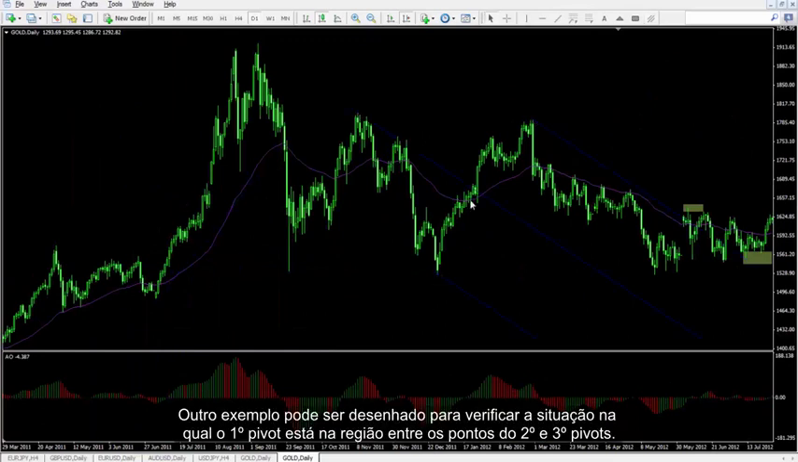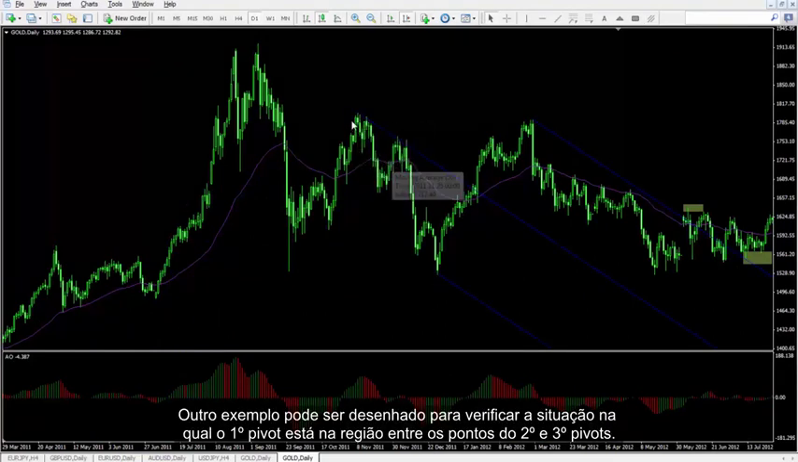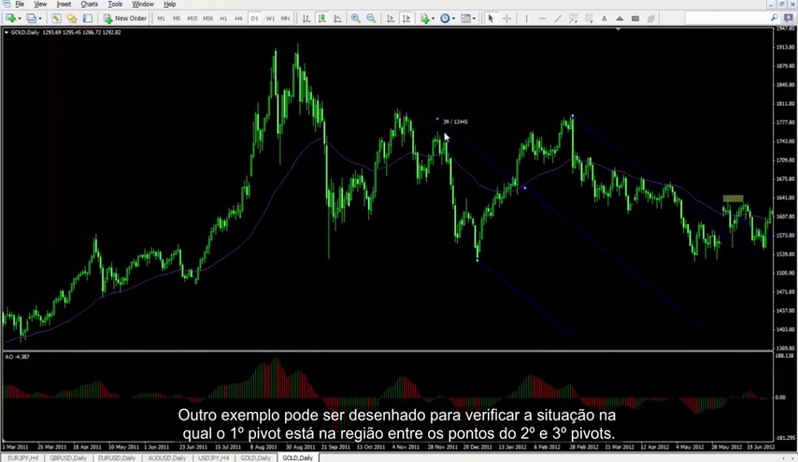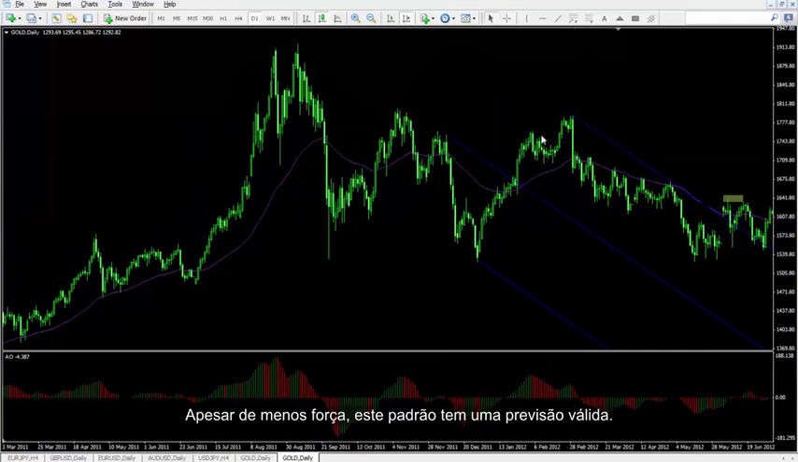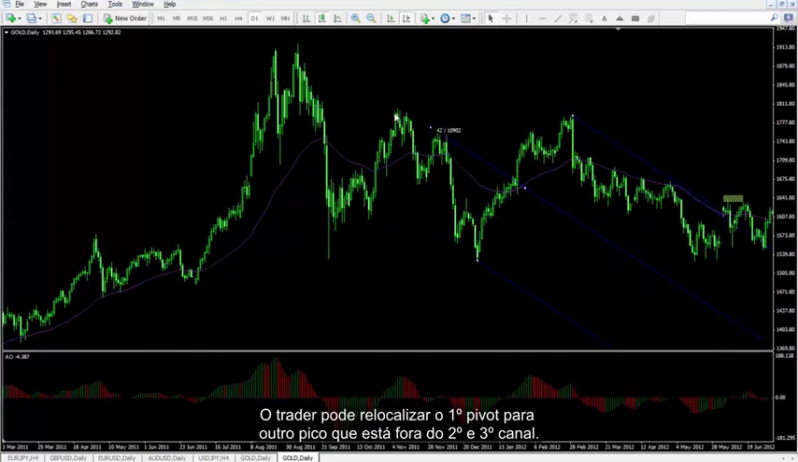Another example can be drawn to check the situation in which the first pivot is in the region between second and third pivot points. Despite less strength, this pattern had a valid prediction. A trader can relocate the first pivot to another peak which is outside the second and third channel.